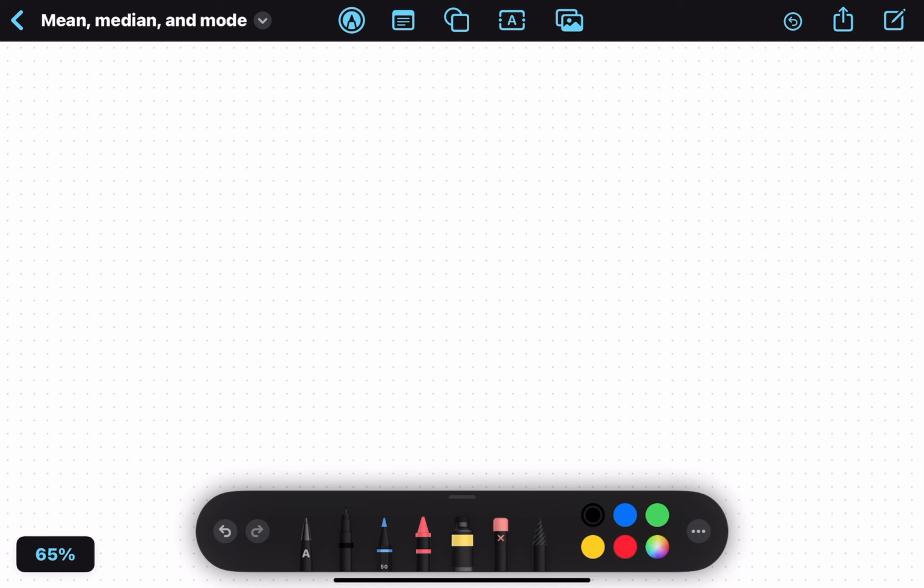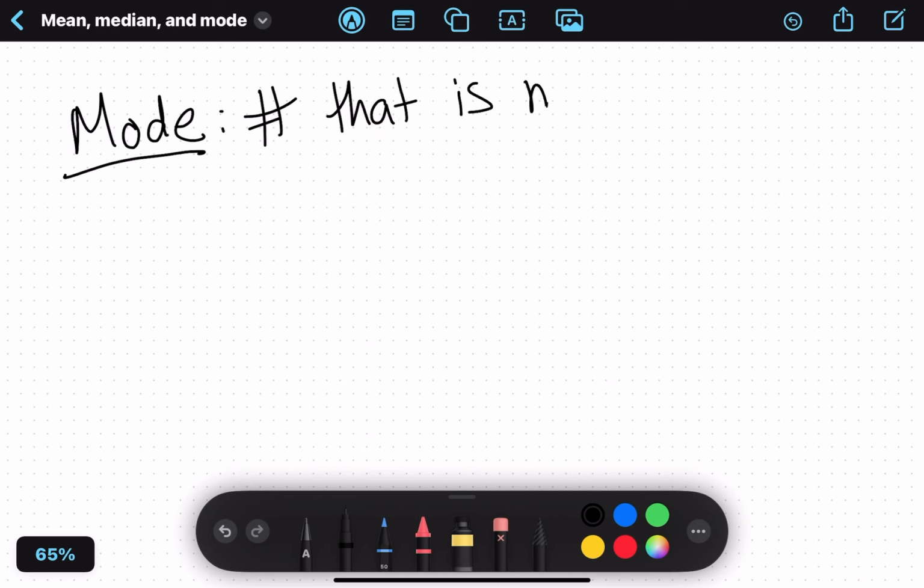Finally, mode. The mode is the number that comes up the most frequently. It's the number in the set that you have the most of. So the number that is most frequent or abundant.